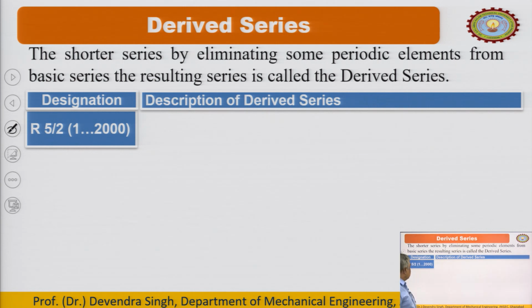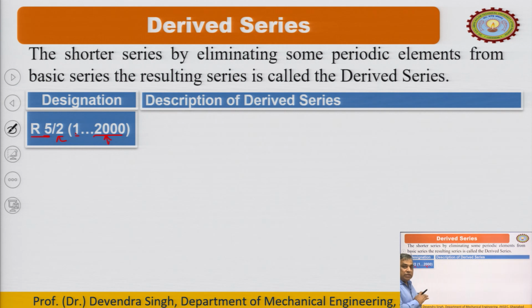So first, this is R5/2, that is 1 to 2000. This is the lower bound and this is the upper bound. So, both are inclusive in this, and this is 5/2. So, R5 is the basic series, and /2 means every second term will be eliminated. This is the way you will consider the basic series to get the derived series: it is R5, and every second or every alternate term will be eliminated.